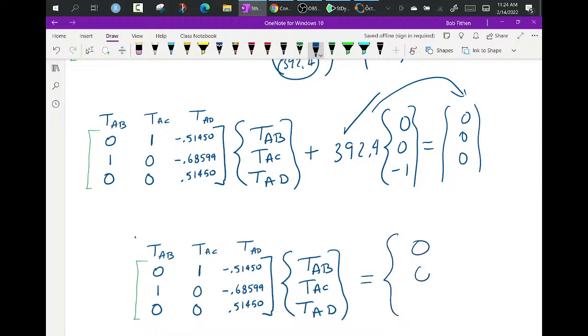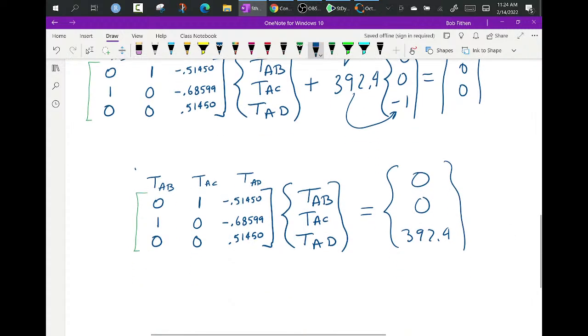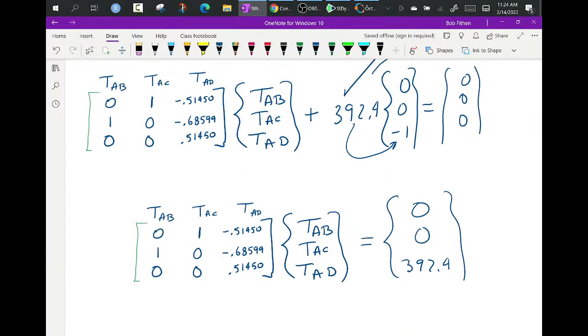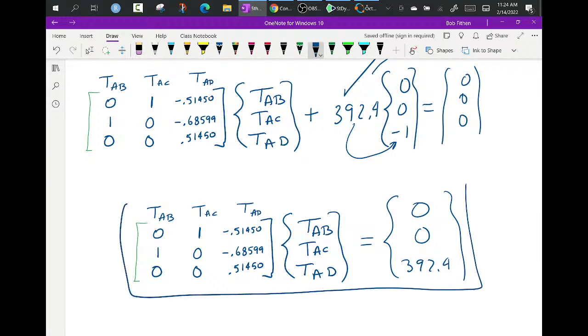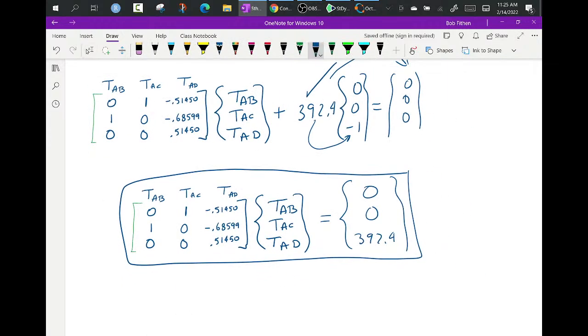0, 0. Now I'm going to multiply this times that, move it to the right-hand side, and get 392.4. And suddenly I've got something that I can just put straight into Octave, MATLAB, whatever you've got, and invert that. The first thing you can do is notice the bottom row. So if you extract back out the bottom row, let's just do that real quick. TAD, 0.514.